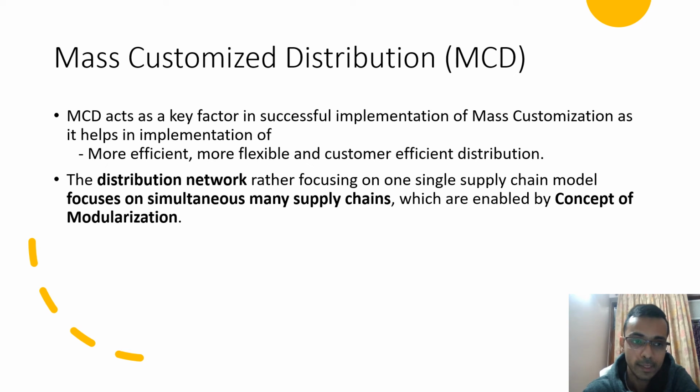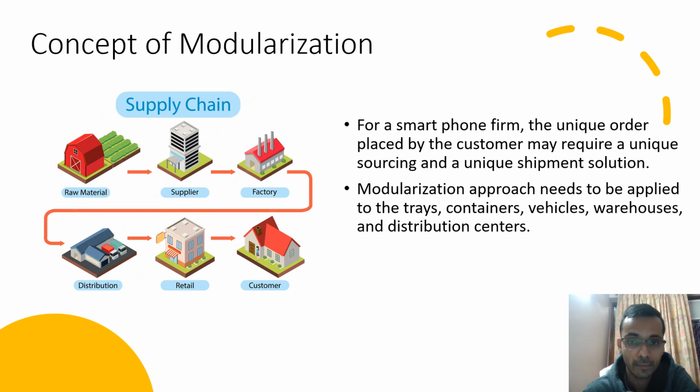And then once the work has been done, it becomes important to do the distribution function. For distribution, initially there was one single supply chain model, but we need to focus on many supply chains simultaneously so that the concept of modularization can be achieved. Mass customization distribution means that what we have customized and produced, we need to distribute the same way.